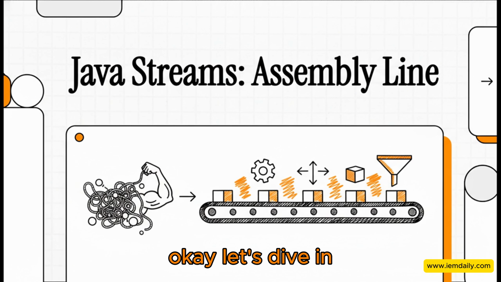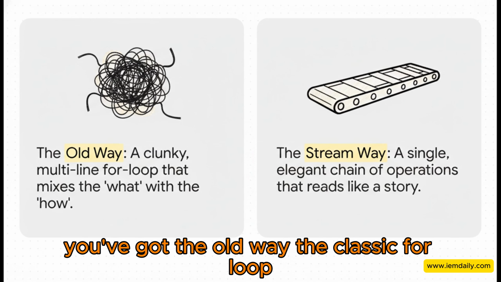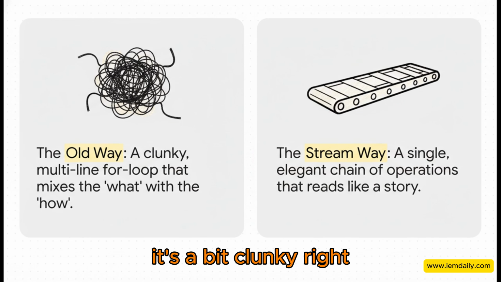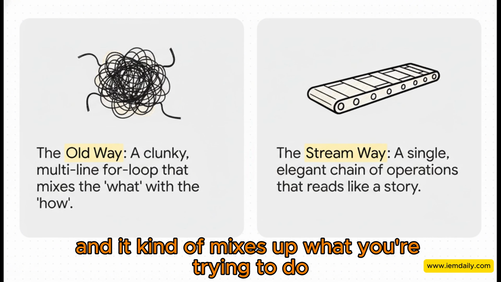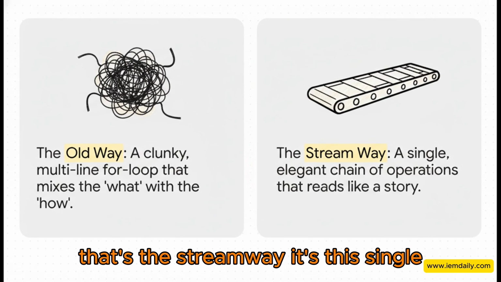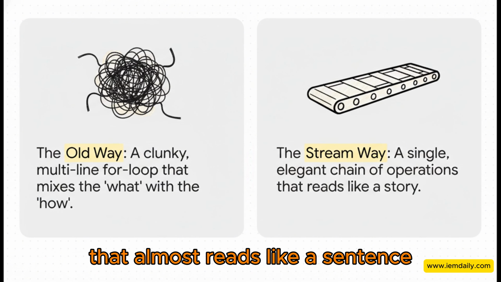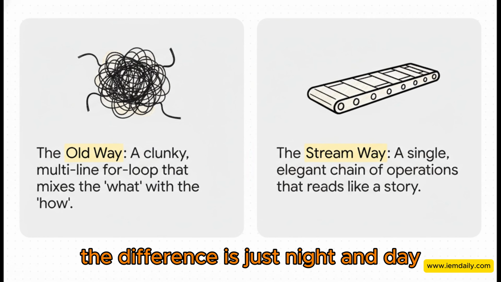Okay, let's dive in. So, take a look at this. On the left, you've got the old way, the classic for loop. It's a bit clunky, right? It takes up several lines, and it kind of mixes up what you're trying to do with how you're doing it. But then, look at the right. That's the stream way. It's this single, elegant chain of operations that almost reads like a sentence. It tells you exactly what's happening step by step. The difference is just night and day.